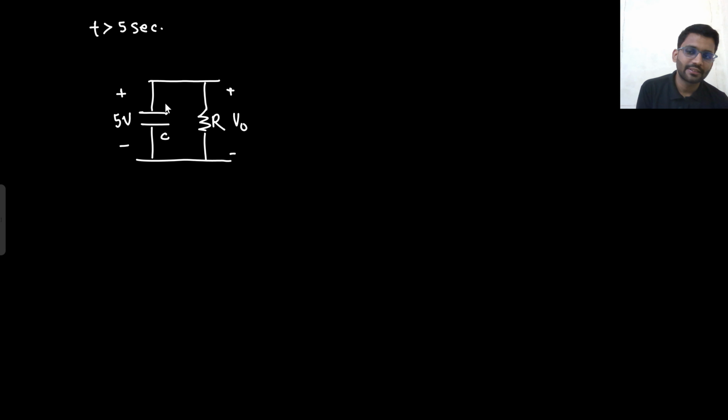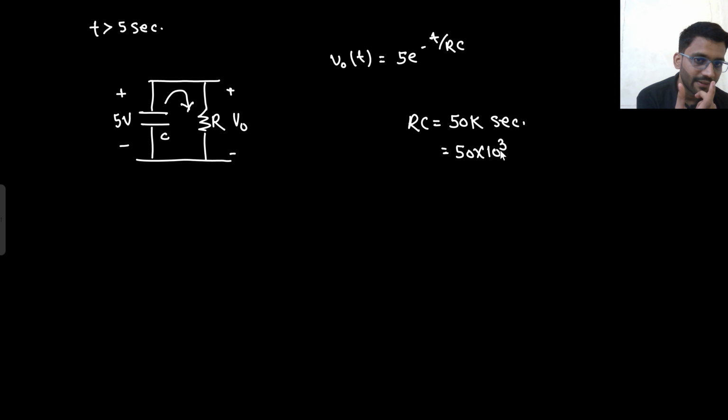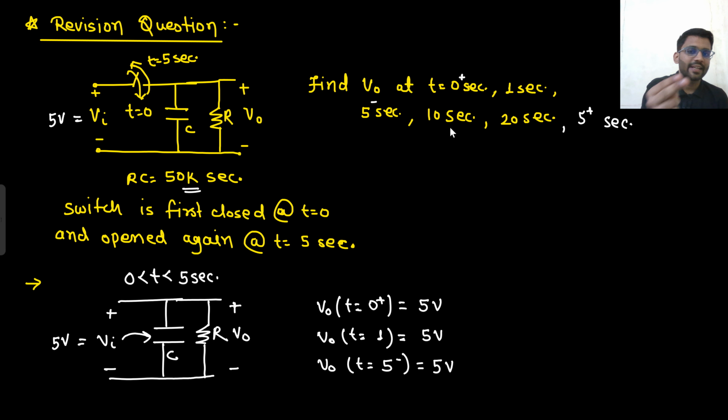Ideally this capacitor should discharge and V0 should follow something like this: V0 should be 5 into e to the power minus t by RC. So the capacitor should discharge with the time constant of RC. But will that happen? What is the value of RC? RC is 50 kilosecond. That means it is 50 into 10 to the power 3 second, which is very large, right? But we are talking about 5 second, 10 second, 20 second.